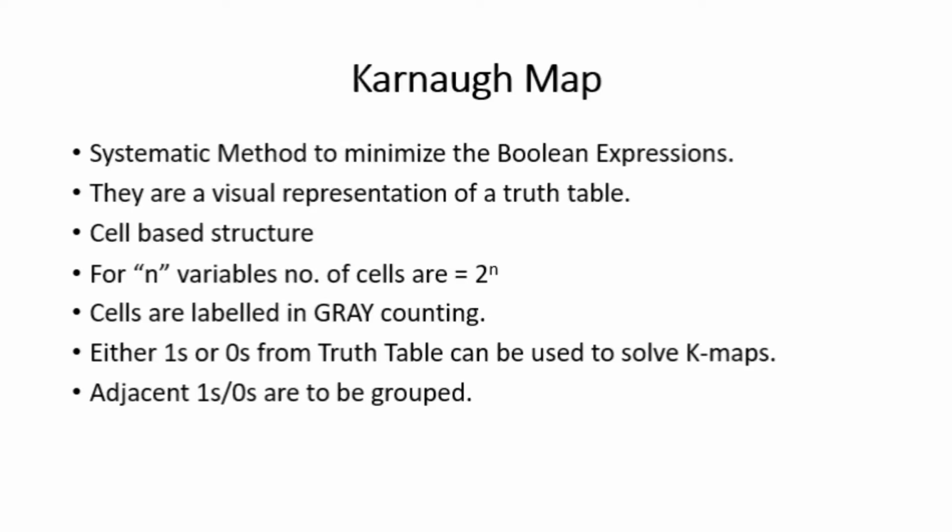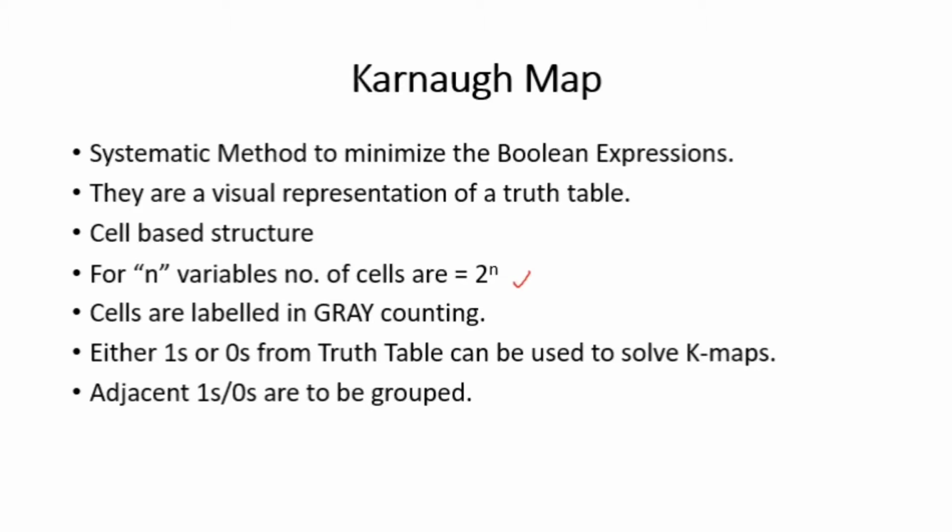They have cell-based structures. That means there are boxes or cells in a K-map, and the number of cells is related to the number of variables by this formula: n variables gives 2 raised to power n cells. So if my question is having two variables A and B, then the number of cells in the K-map will be 2 raised to power 2. That means 4 cells will be there. And cells are labeled in gray counting instead of binary counting.